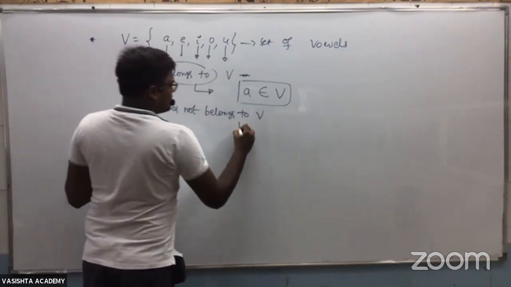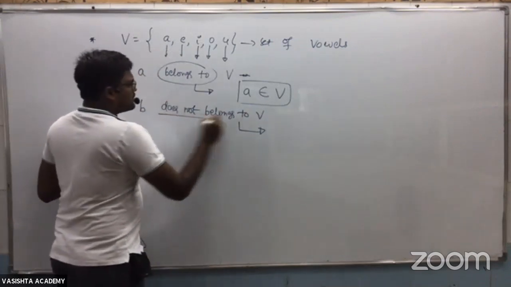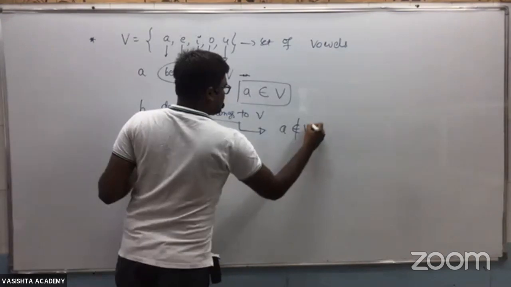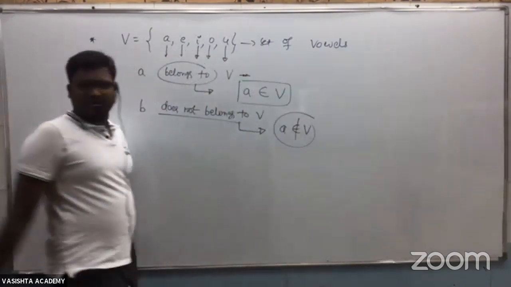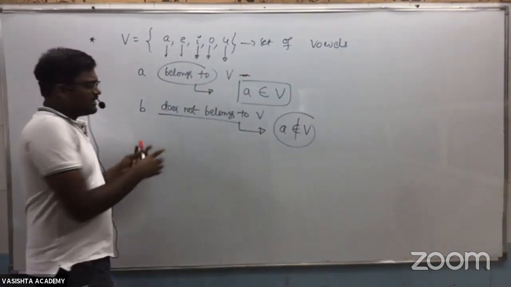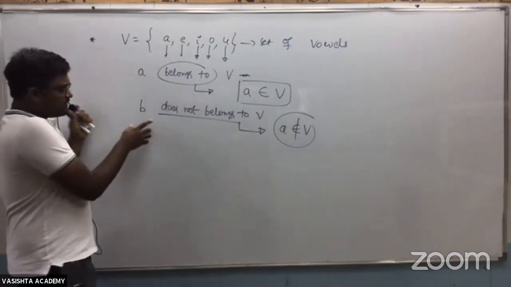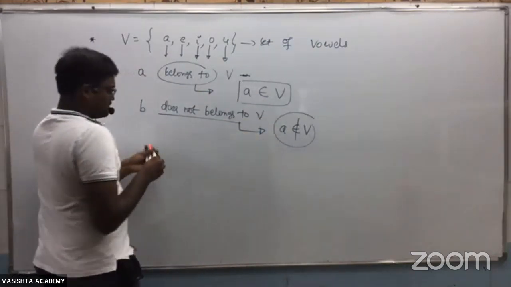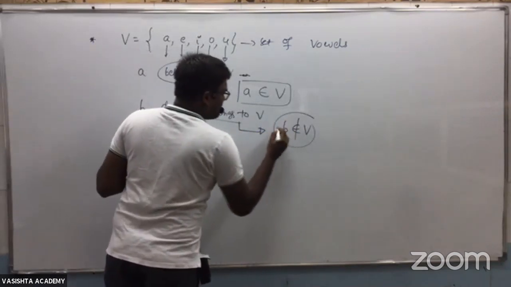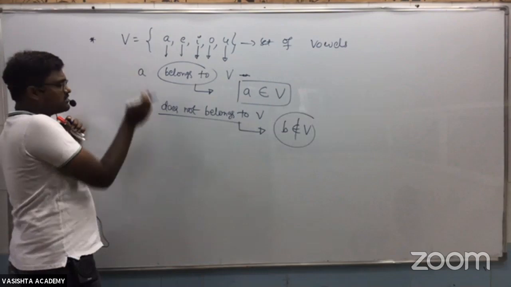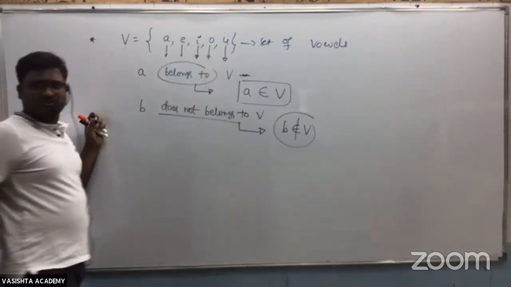Now, for does not belong to, there is another symbol that is denoted by epsilon with a line, a vertical line. So this is the belongs to symbol. This is does not belong to. Which means that the element B does not belong to set V. Understood? Because B is not a vowel according to this definition.